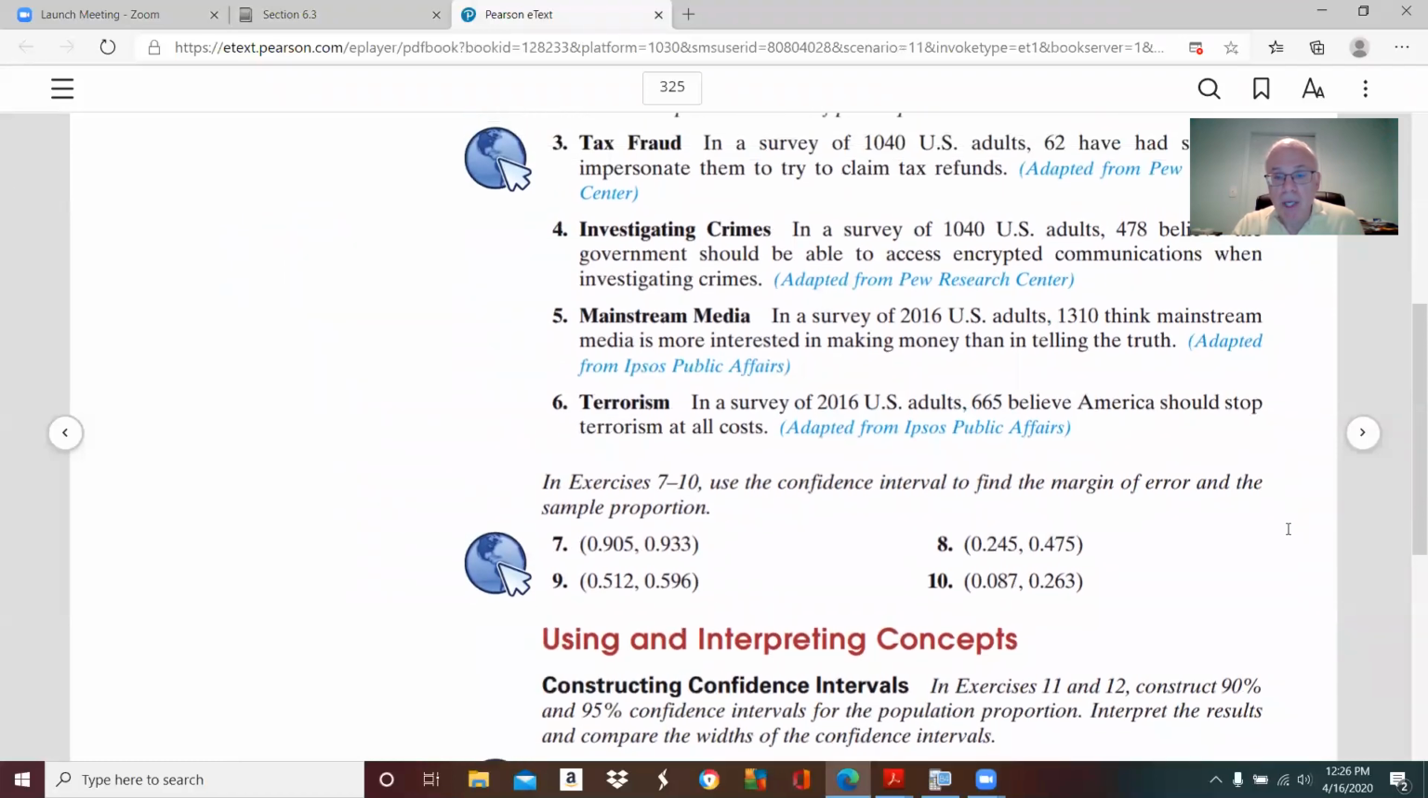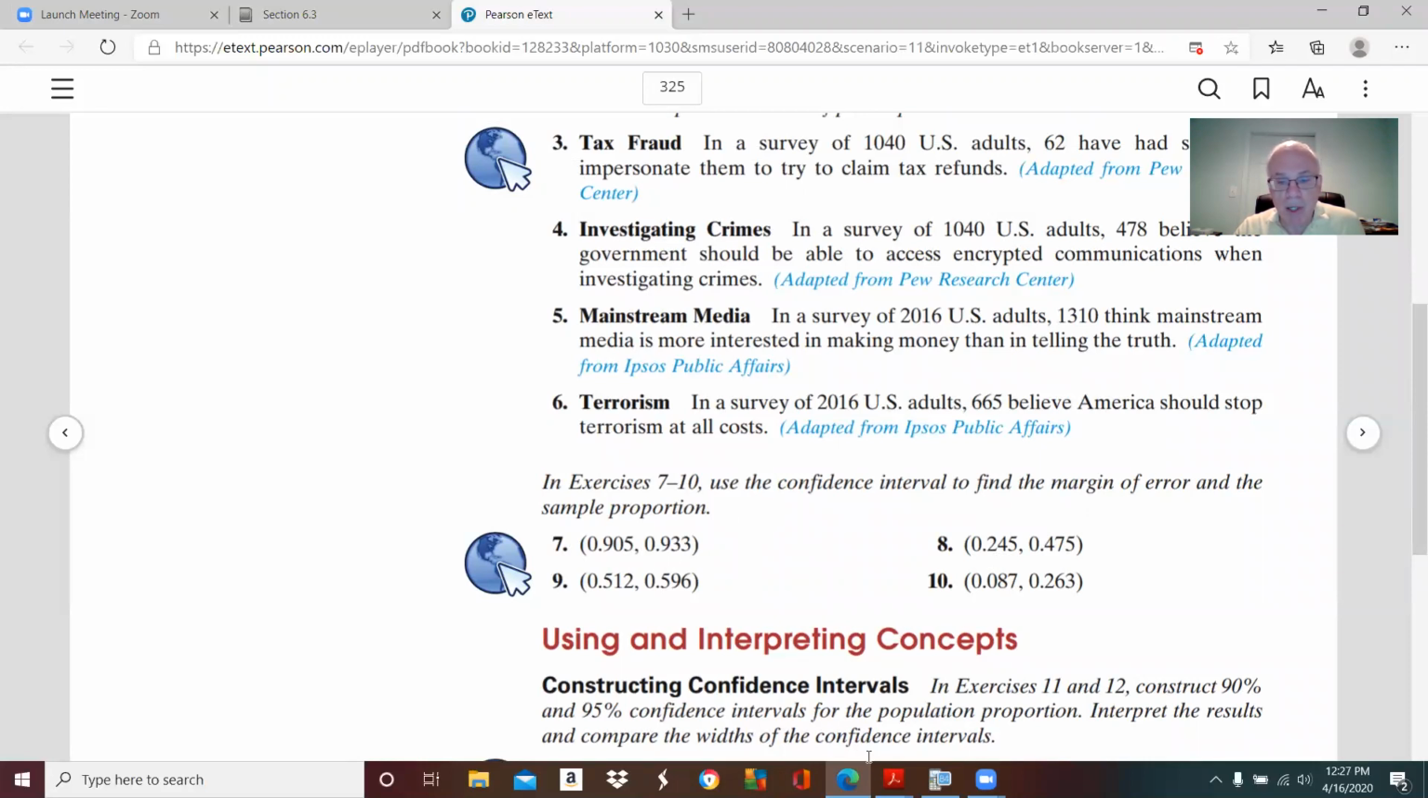All right, now 7 through 10, those problems that you see there, are already formed confidence intervals. In other words, somebody's already created these confidence intervals. And what they're asking you to find using the display of these confidence intervals, number 1, they want you to find the margin of error that was used to create the confidence interval. And the second thing they want you to find is the point estimate, the sample proportion that was used to construct it. So how do you do that?